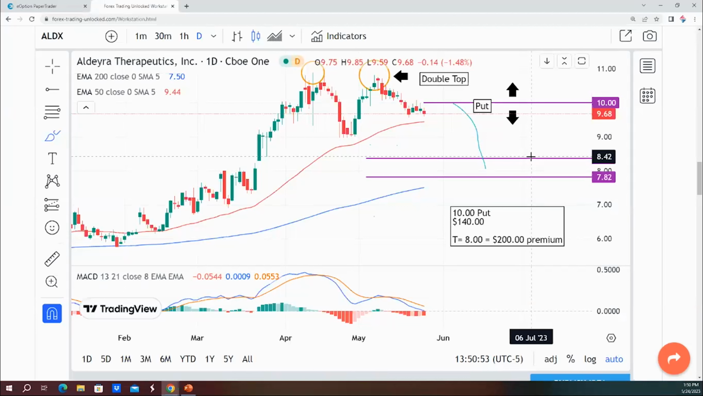Now in this case, with a put that costs $140, you have 8 weeks of time to catch this move. Even if it goes down to $8 and takes all the way until expiration, you're still making at least $60 plus on the option.